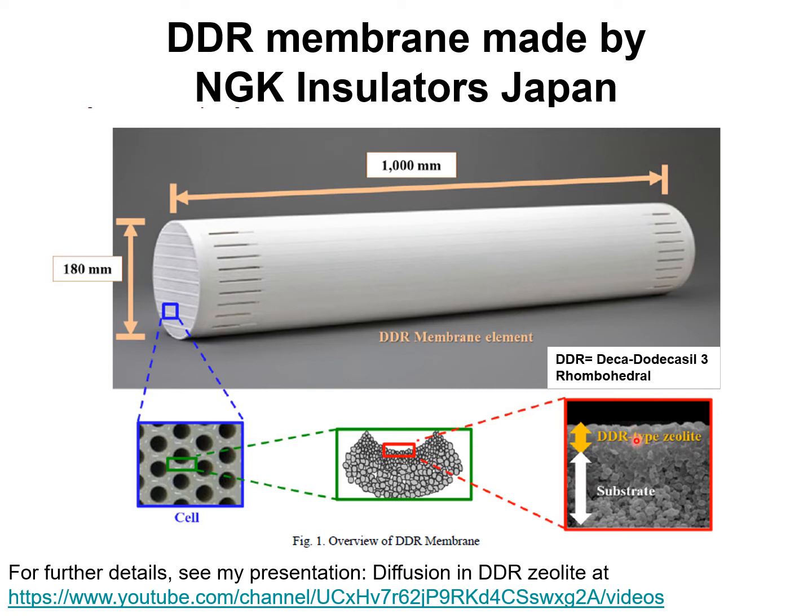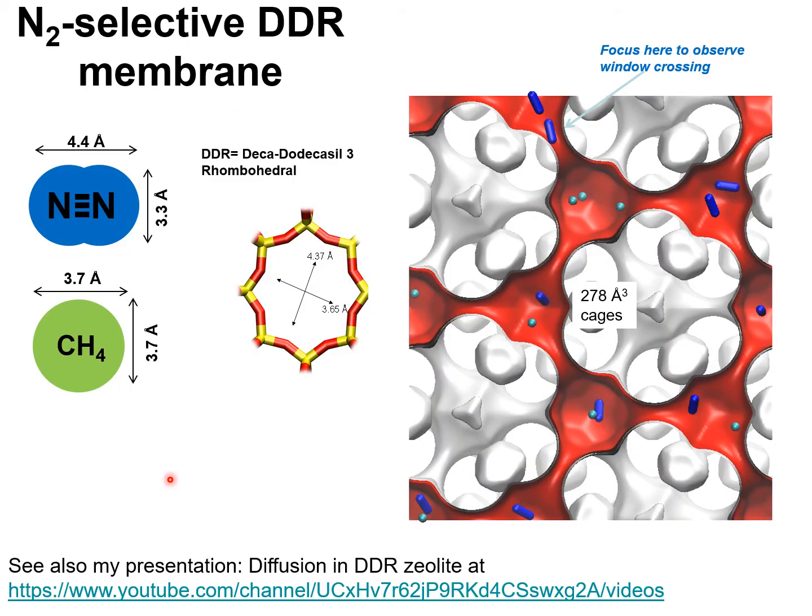The DDR zeolite allows selective transport of nitrogen across the membrane, and such units can be used for nitrogen removal from natural gas, perhaps in conjunction with a PSA unit. Let us see how a DDR membrane could be effective for nitrogen removal from natural gas.